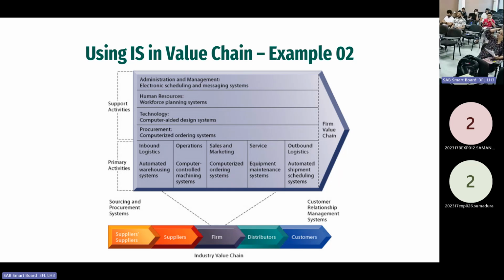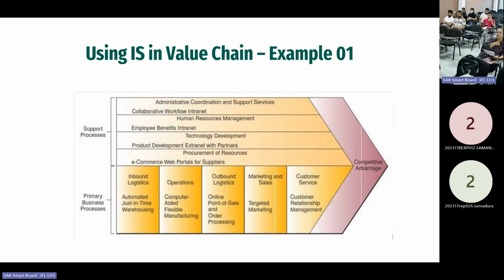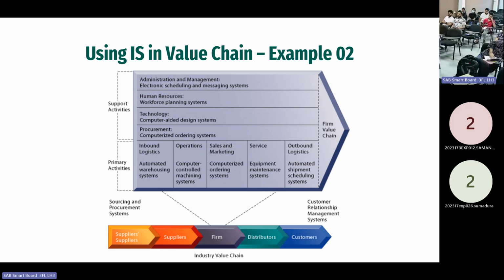Then again about the administration, just electronic scheduling or maybe a messaging system. For HR, maybe we can have a workforce planning system. And technology, we can get the support of CAD, computer-aided designing system. Earlier we were talking about computer-aided manufacturing; here we are talking about CAD, computer-aided designing system. And procurement, again, some ordering systems we can go on with.